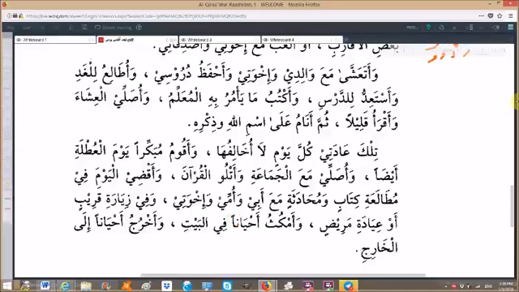Wa akhruju ahyanan ilal kharij, kharij meaning outside. And I go outside sometimes. Sometimes I stay at home. Sometimes I go outside the home.